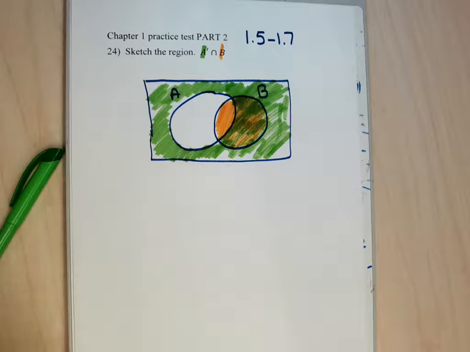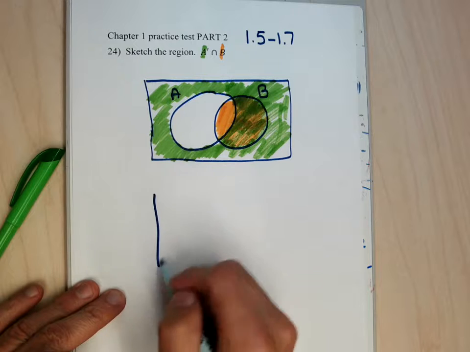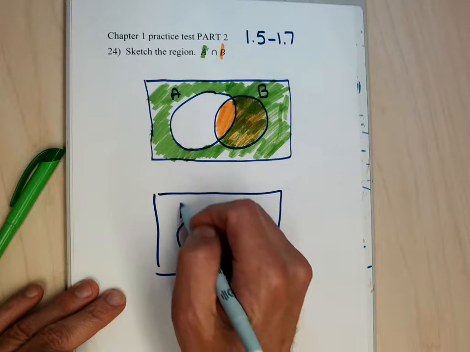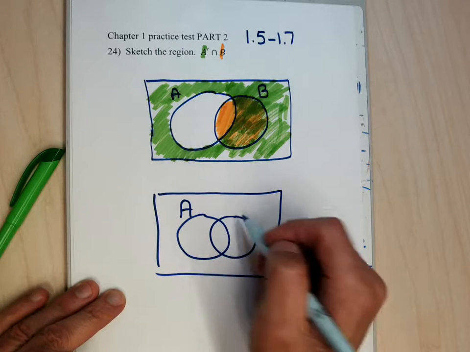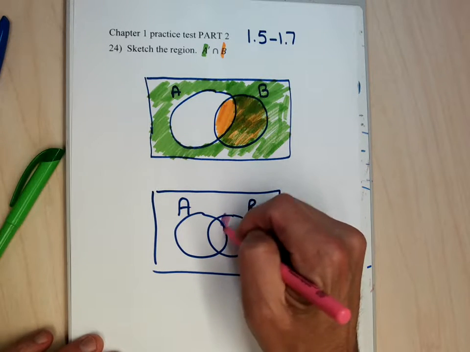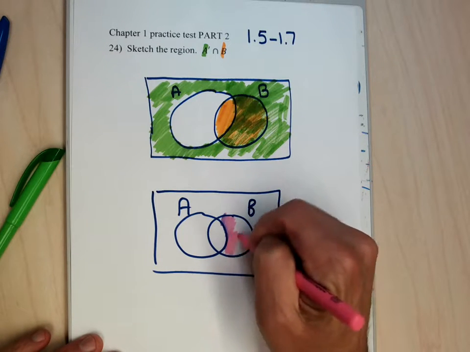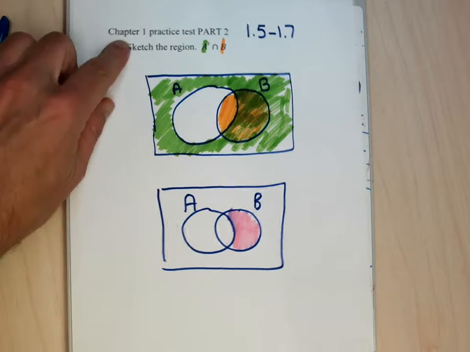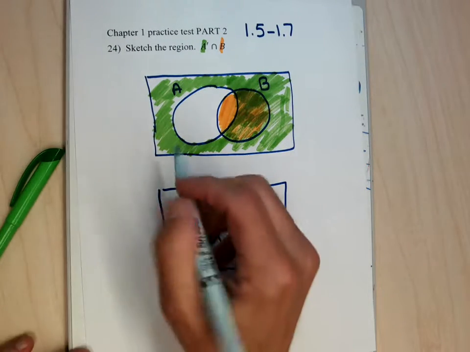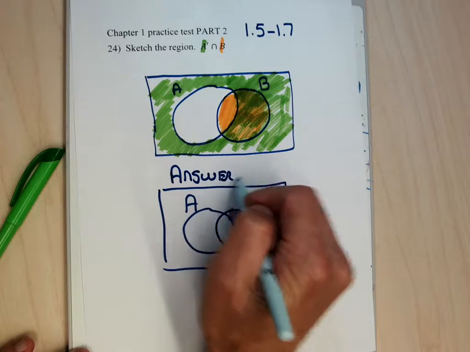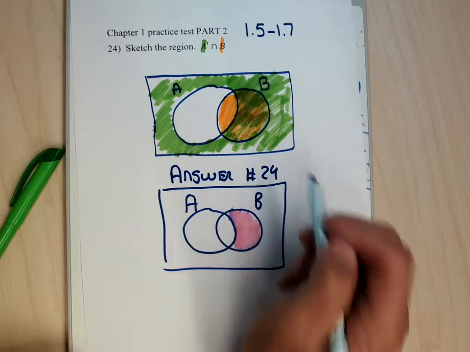My answer to this problem was where the 2 shadings overlap, because for intersections, you're looking for the regions that have both colored shadings, and I'm using 2 colors. I think I can do that pretty quickly here. Let me just pull out this pink color. It looks like this little region right here is the region where both shadings overlap. And this would be the answer, if I was asked to sketch the region A complement intersection B, and that's the answer to number 24.